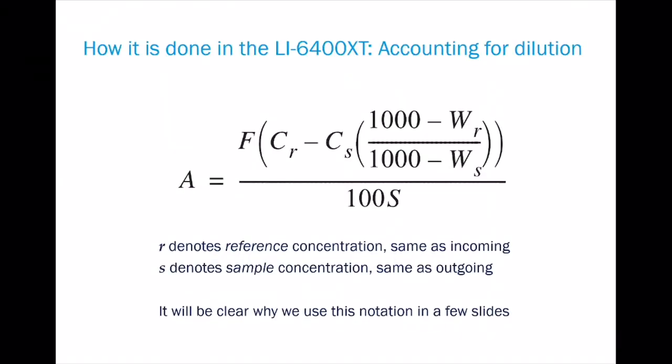So the actual carbon assimilation expression used in the instrument is a little more complex, and the reason is we also account for dilution. As water vapor is transpired into the cuvette, it actually dilutes some of the CO2 concentration, and so we account for that in our carbon assimilation calculation.